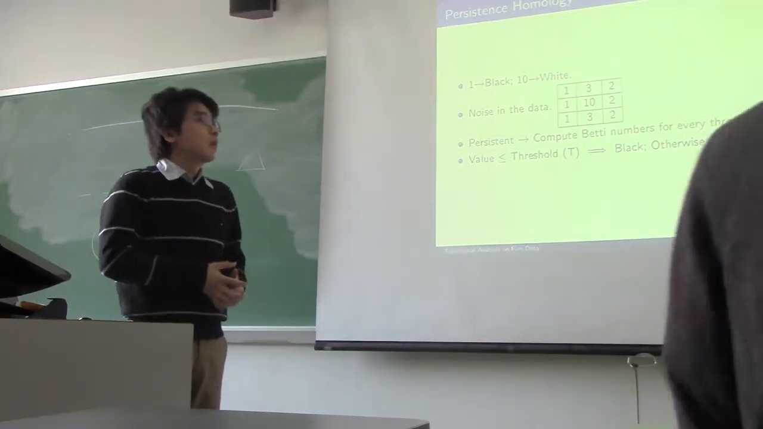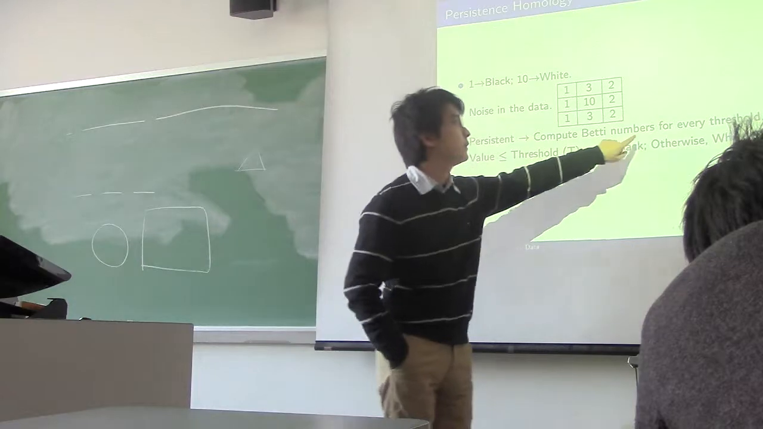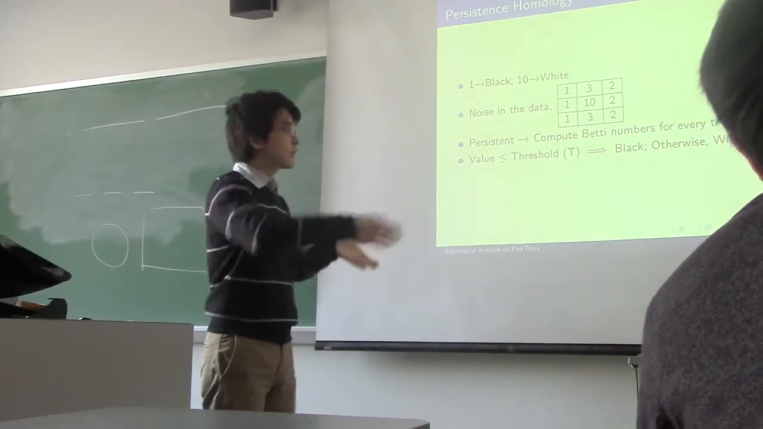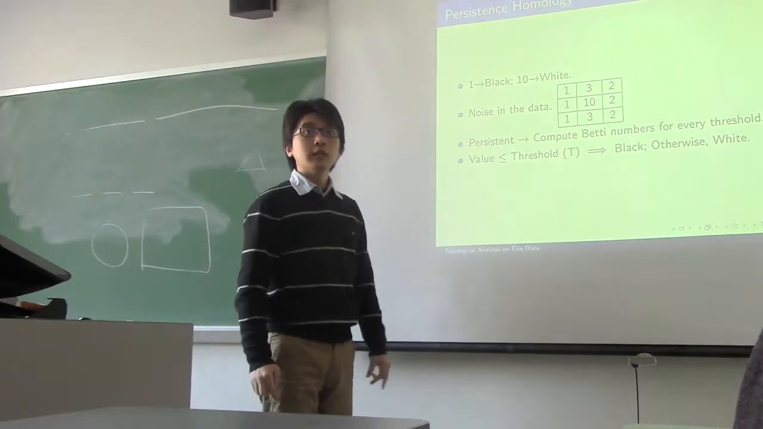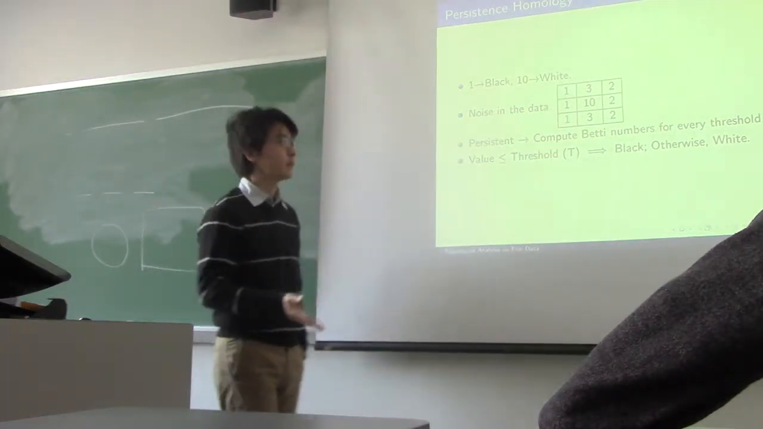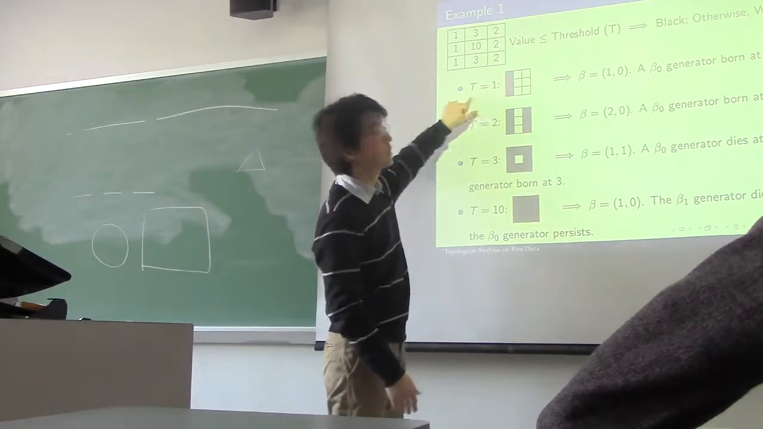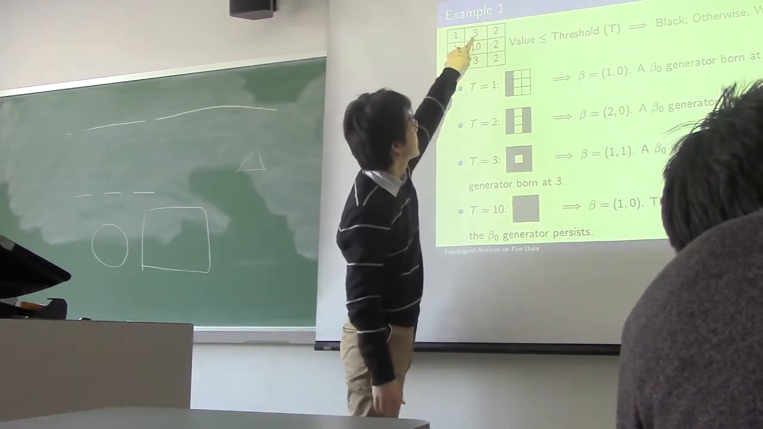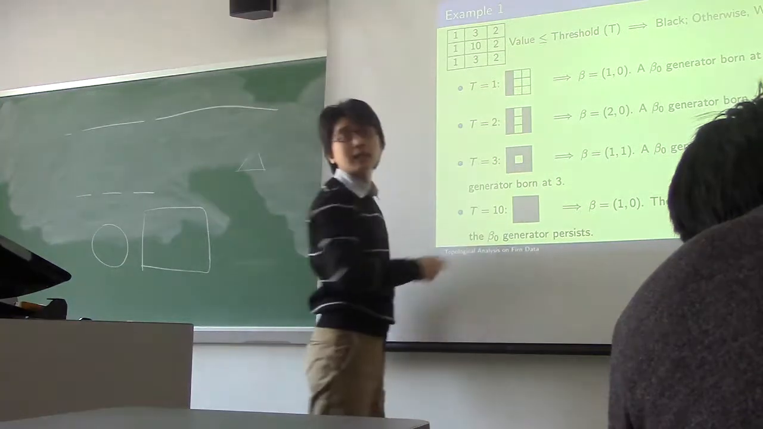So how does the persistent homology work? Okay, the big idea here is that we compute the Betti number at every threshold. You vary the threshold from the minimum value to the maximum value. And then you compare each value with the current threshold. If the value is less than or equal to the current threshold, then you fill it in as black. Otherwise, nothing is filled in. So in this example, when the threshold equals 1, and this value equals 1, you fill in this black. And because 3 is greater than 1, you don't fill in that one, so that will be white. So the first thing you see is one disconnected component.